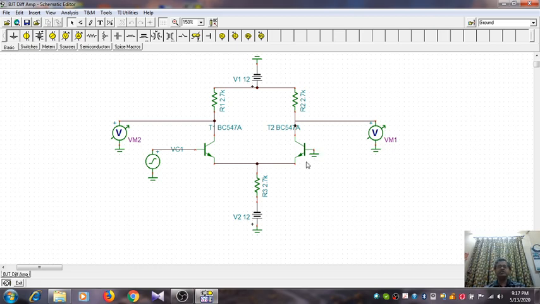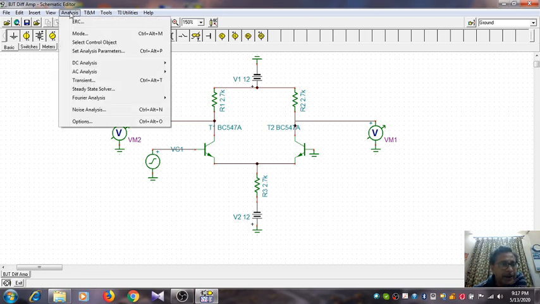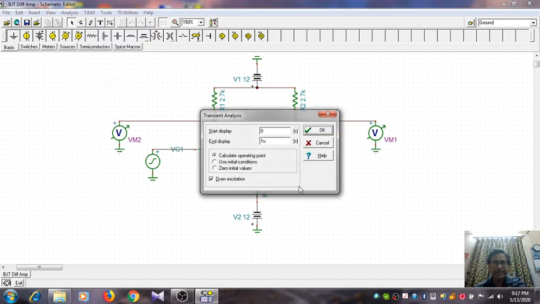But if we are interested to get the gain, in terms of the absolute gain, for that, go over to the analysis part and go over to transient. Here you see the starting display is 0, fine, but the ending display default value is given to be 1 microsecond. No, 1 microsecond will not serve. If you remember, our chosen frequency is 1000 hertz. Corresponding to 1 kilohertz, what is the time period? The reciprocal of 1 kilohertz, that is 1 millisecond.